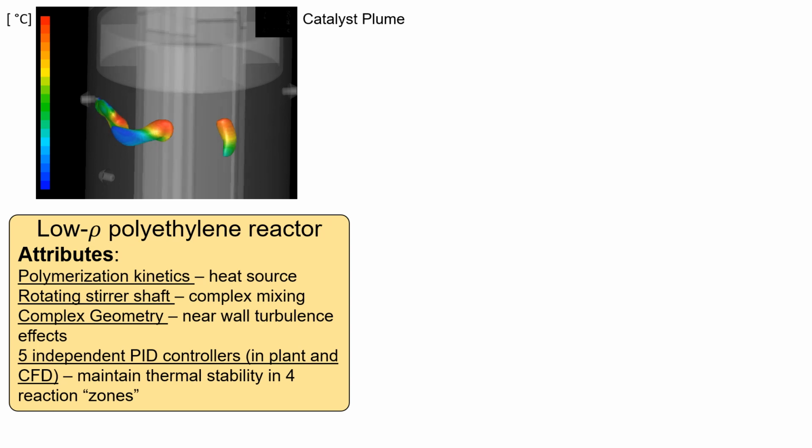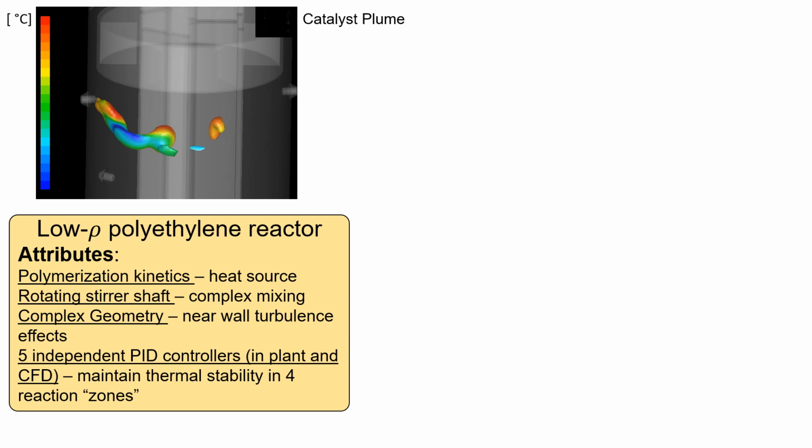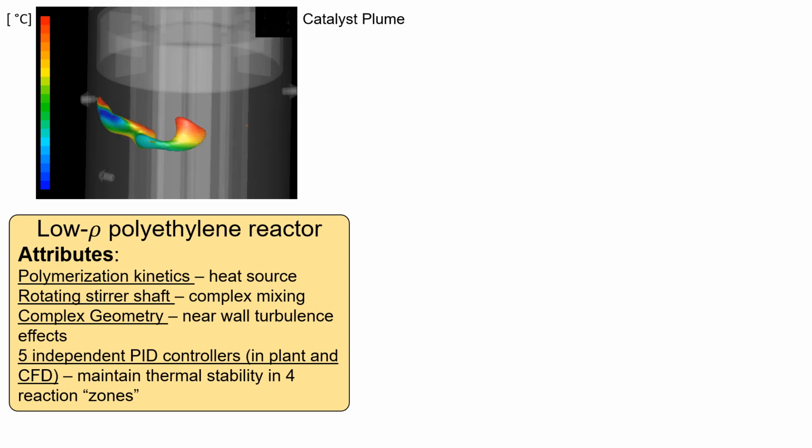We have a rotating stirrer shaft that has complex paddles and baffles. The geometry itself is convoluted in the sense that there are near wall features that create local shear and turbulence. And throughout the reactor, there are 4 zones, but 5 independent PID controllers, both in the plant and in CFD, to match the plant, maintain thermal stability by making adjustments we'll be discussing.